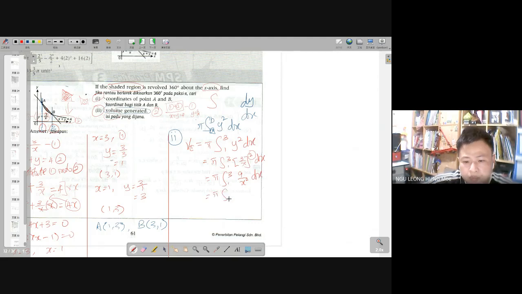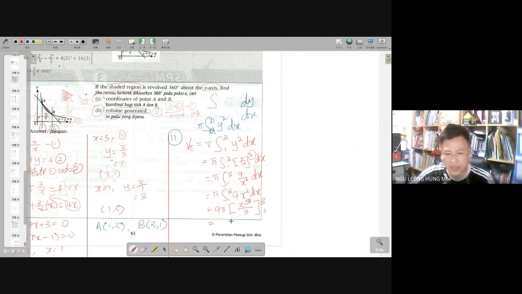Then we still have integration of 9x to the power of minus 2 dx. So this 9 you can factorize out and put outside together with the pi, or you can just keep it inside here. Both also can. Then we integrate: x power plus 1, then over the new power, from 3 until 1. So far, okay or not? If yes, reply me K.